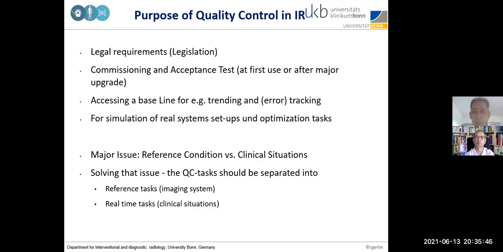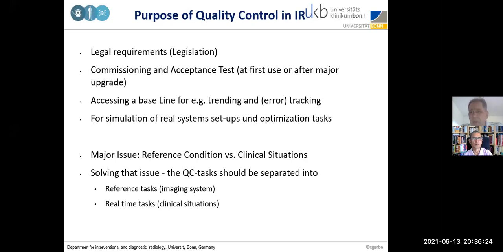The major issue for interventional radiology, even more than for conventional radiology, is: what are the reference conditions, and do they match the clinical situations? The problem is you have to separate your quality assurance into a reference part, which is the imaging system, and then something called the real-time task. So something like a clinical situation.